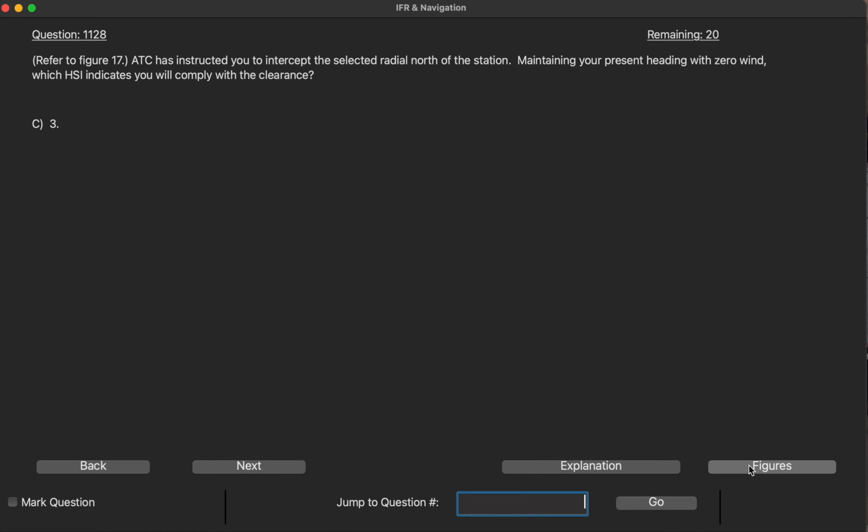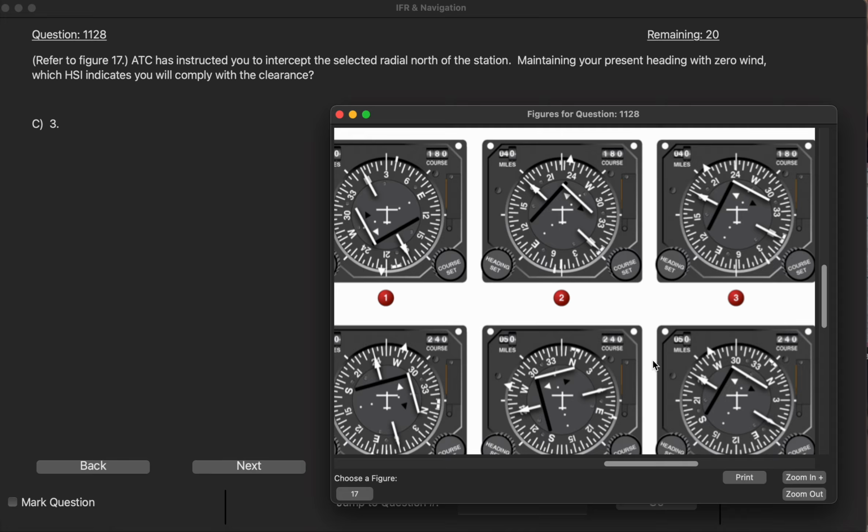Refer to figure 17. ATC has instructed you to intercept the selected radial north of the station, maintaining your present heading with 0 wind. Which HSI indicates that you will comply with the clearance? And it's number C. Number 3.